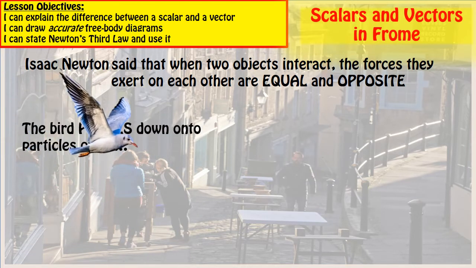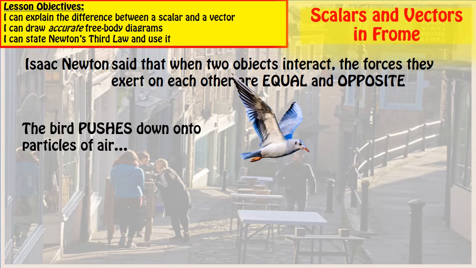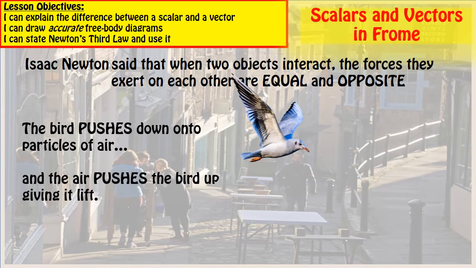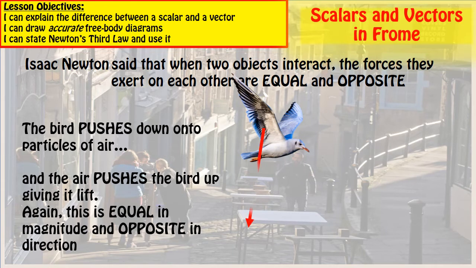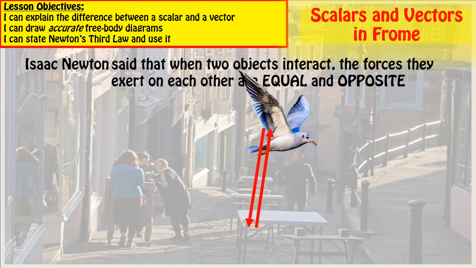So let's look at a bird. There he is. The bird pushes down onto particles of air. I think you can figure out what's going to happen now. The air pushes the bird upwards, giving it lift. So the wings push downwards onto the air, and Isaac Newton says forces that exert on each other are equal and opposite. So the air must push up on the bird, equal in magnitude, again, same length arrows, opposite in direction. And then up the bird goes.